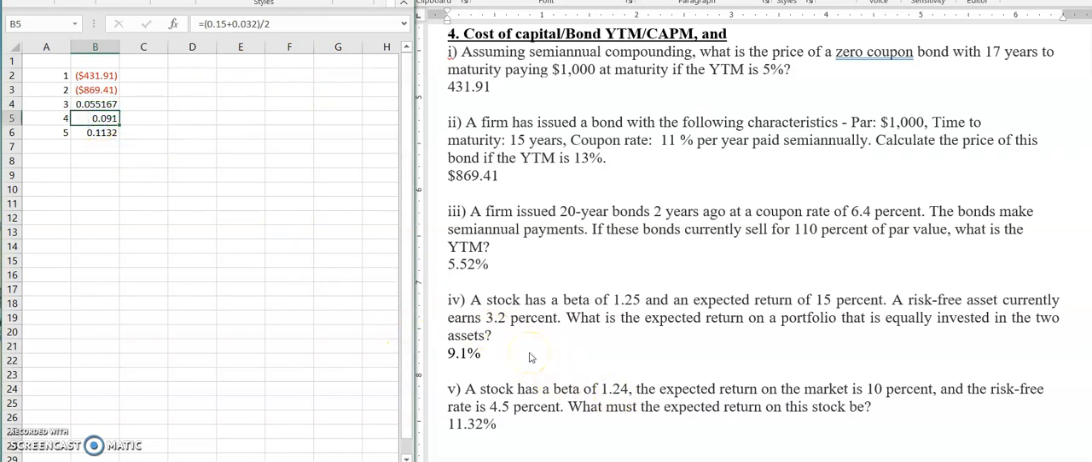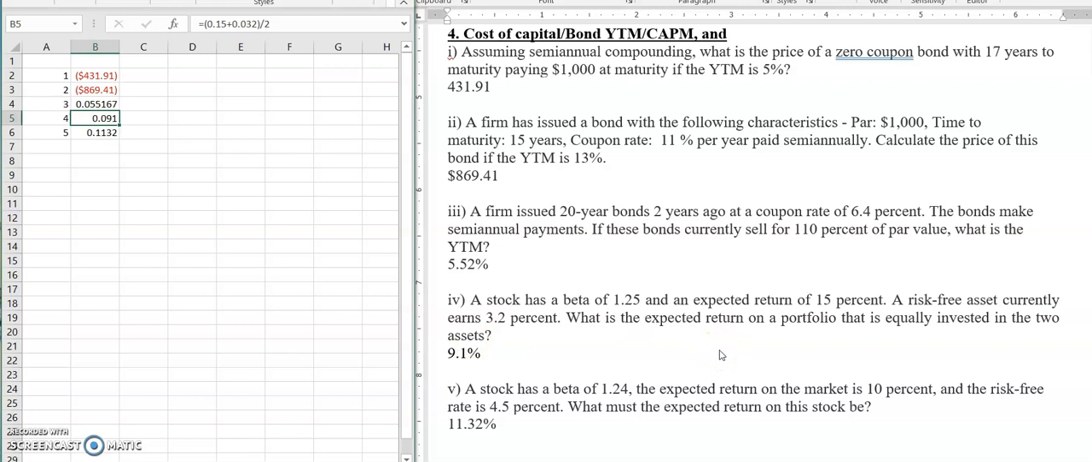Okay. So here's a little bit of calculating of the portfolio returns. So if you have two assets in a portfolio, a stock and a risk-free asset, the risk-free asset is going to earn 3.2% per year. The stock has a beta of 1.25. It's going to earn 15% per year. And you have a portfolio that's 50-50 invested in each of these two assets. So what's your expected return on this portfolio? They're both 50% weights. So 0.5 times 15 plus 0.5 times 3.2, that should give you 9.1. Of course, if the weights are different, simply multiply them by the different weights.